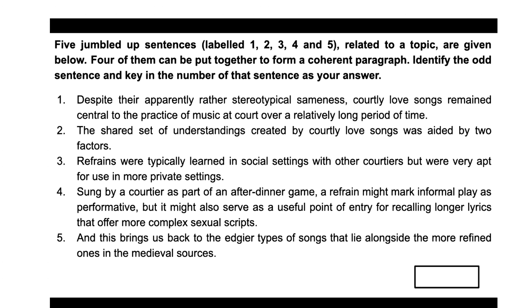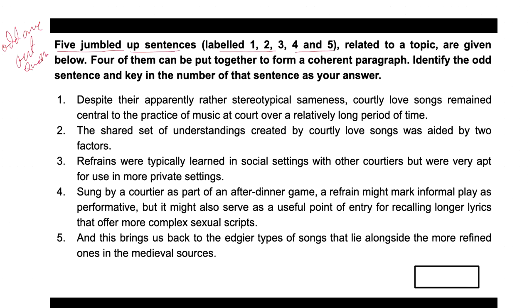So here we have another jumbled up sentences question, or we can say that it's an odd man out, or odd one out, question type. It's a typing-based question, so that doesn't carry any negative mark. The direction for this question is: there are five jumbled up sentences labeled 1, 2, 3, 4, and 5. They relate to a topic and are given below.